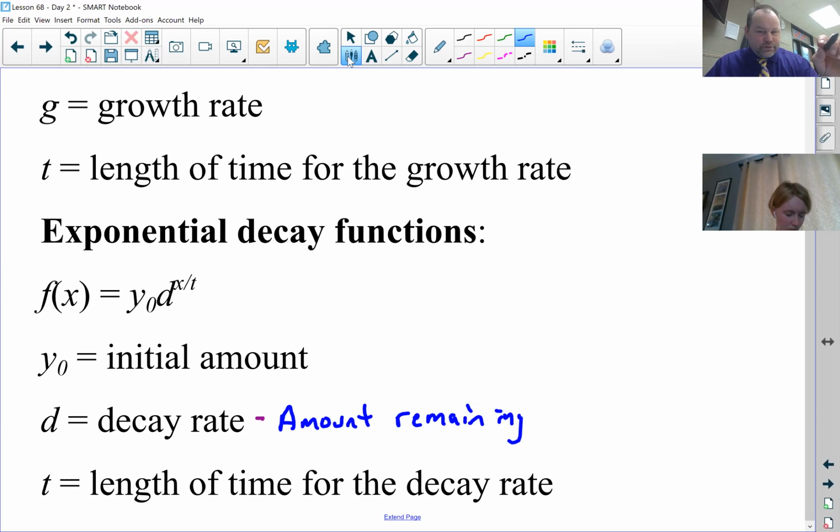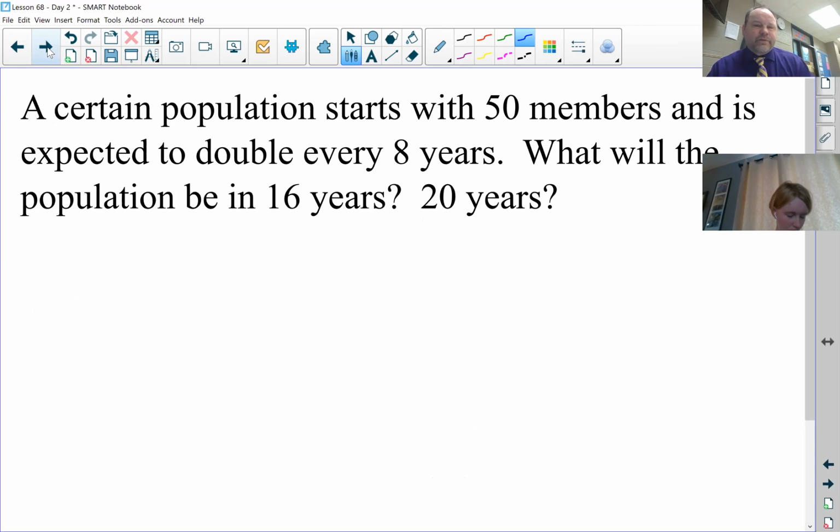So examples. A certain population starts with 50 members, and it is expected to double every 8 years. What will the population be in 16 years, and what will the population be in 20 years?